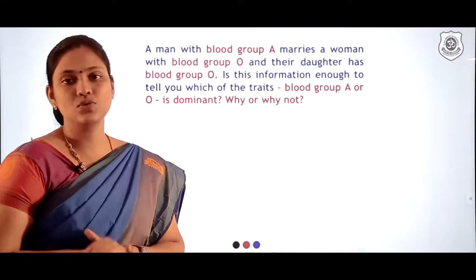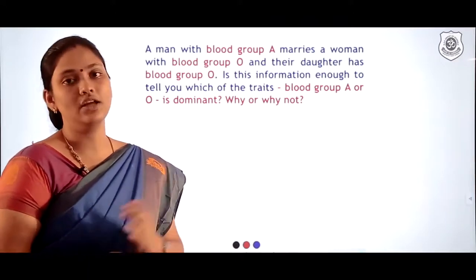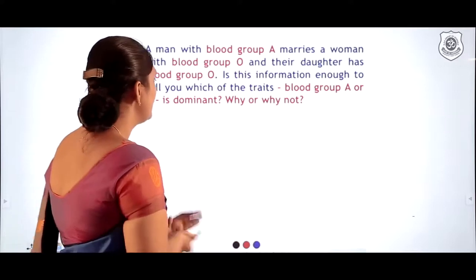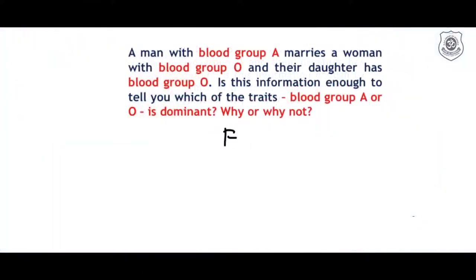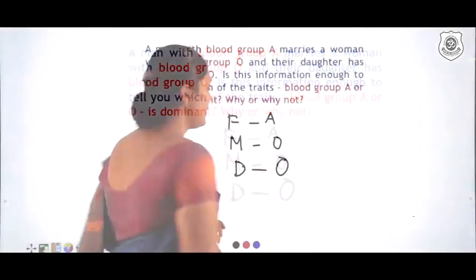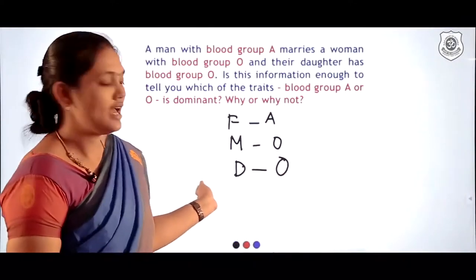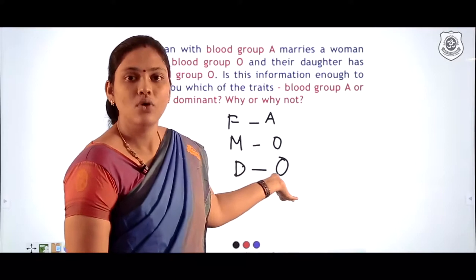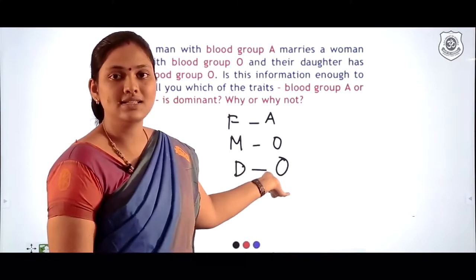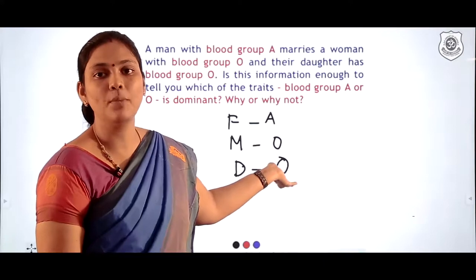With the knowledge you have acquired from the beginning of genetics, you would very easily say: if the father has blood group A and the mother has blood group O, and the offspring, let me put D for daughter, is gifted with blood group O, you would definitely say, ma'am, this F1 generation daughter has just inherited the O blood group. In that sense, it must be an example of a dominant trait.